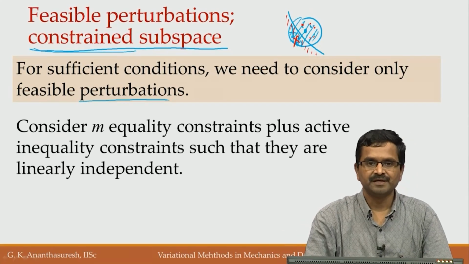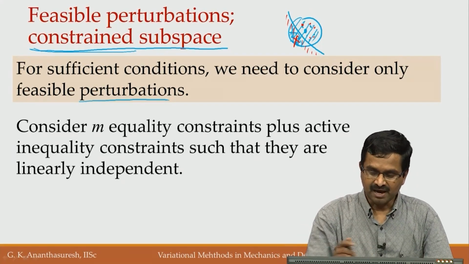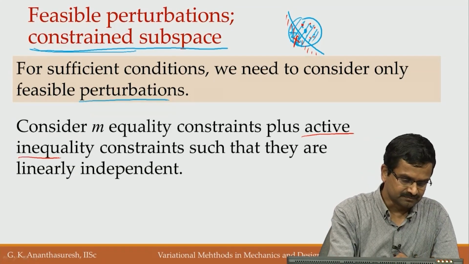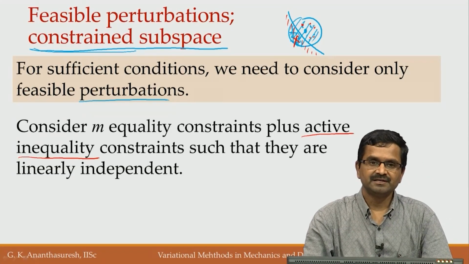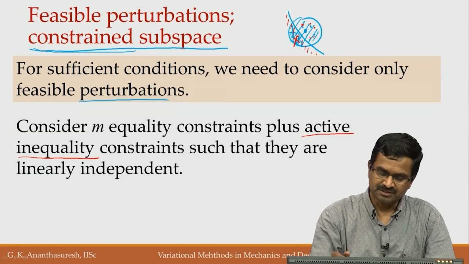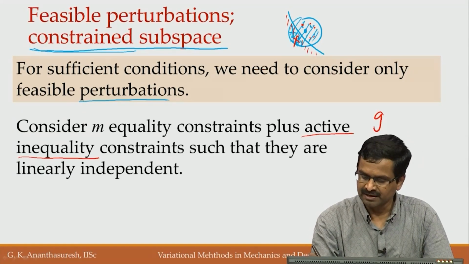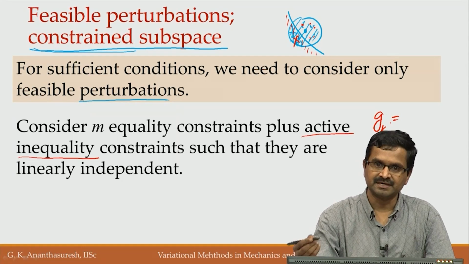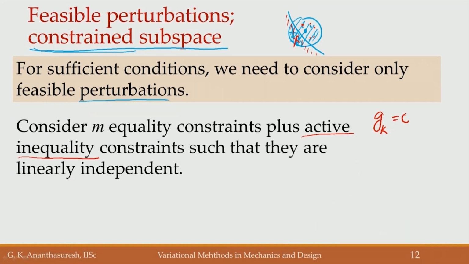So, if we have m equality constraints and some active inequalities. Inactive inequalities are inactive, so you can throw them away, but there could be some active inequalities, meaning those where g_k, if I call k an index for this, should be strictly equal to 0 rather than being less than or equal to. So, there are active inequality constraints. Once you have an active inequality constraint, it is the same as an equality constraint, and these constraints should be linearly independent, which is a requirement that we call constraint qualification.